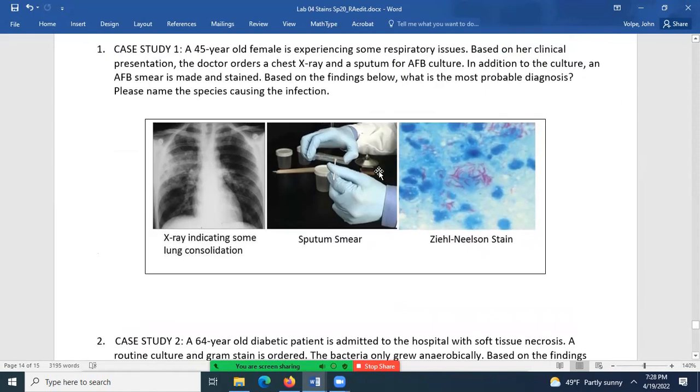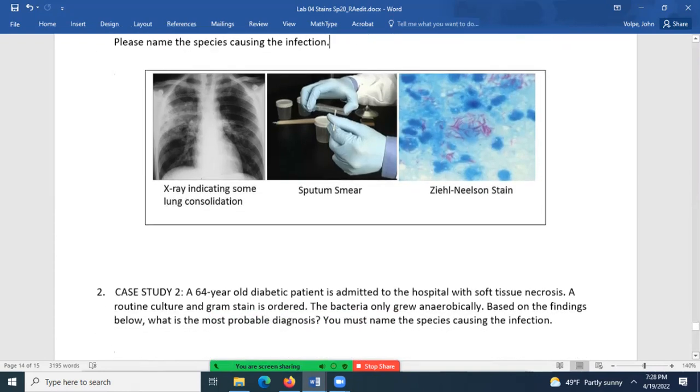And then we do a sputum smear and then stain it with the Ziehl-Neelsen stain. And we're seeing 2 types of cells. Then give your most probable diagnosis. You need to name the species of bacteria which is causing the infection in this case study. Although it is true that this disease only has 1 species that causes it, so it's okay.